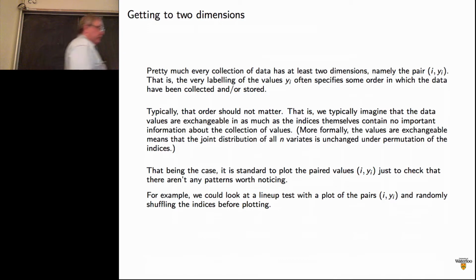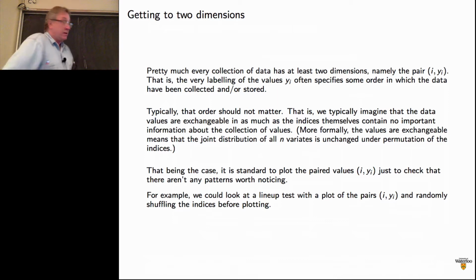So my claim here is that pretty much every collection of data has at least two dimensions. And the two dimensions are minimally your name or the order that I have the data in. This was the guy in the first row, the second row, third row, fourth row. If I took your heights going back and forth here, they'd come to me in some order. And I'd call this gentleman the first, second, third, fourth, fifth, etc., and I look at their heights. So there's always a pair, the I and the YI.